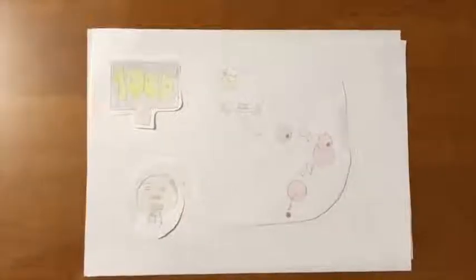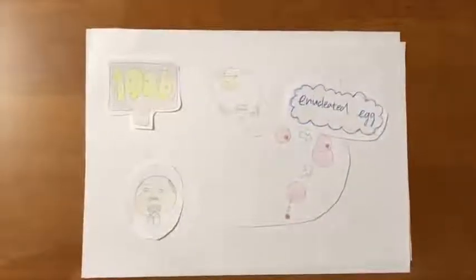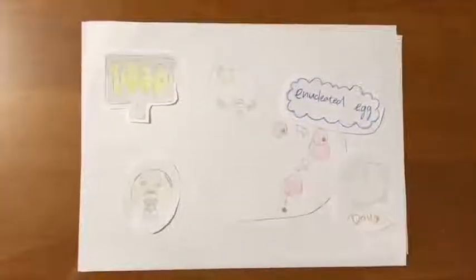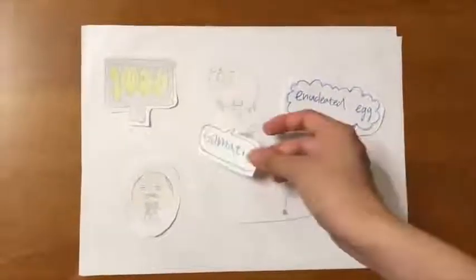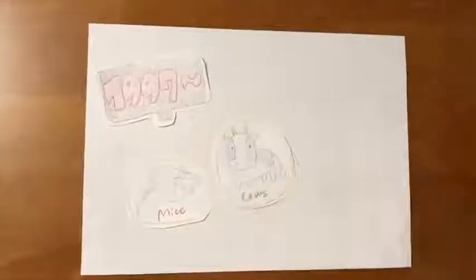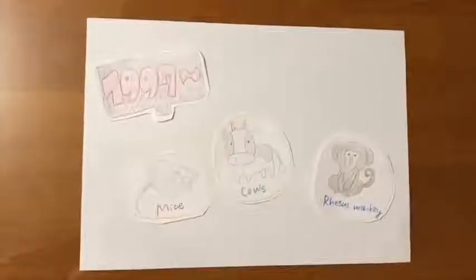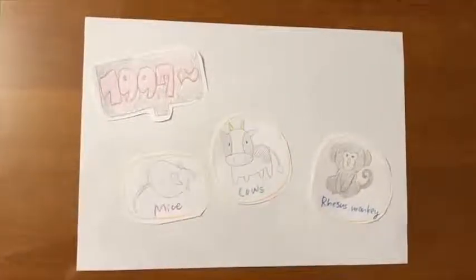Then in 1996, Ian Wilmut experimented with the use of sheep. He transferred the nucleus from an adult sheep's udder cell into an enucleated egg, and then the egg grew into a sheep, which was called Dolly. He achieved the first mammal cloning made from somatic cells. After that, cloning of mice, cows, and rhesus monkey succeeded. Researchers had tried to clone other organisms.